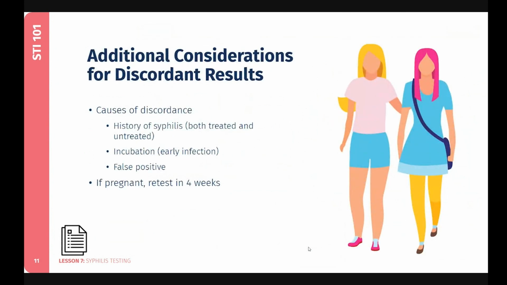Let's take a closer look at reasons why you might get discordant labs. Discordance is when the results of 2 or more tests do not agree, i.e., the person has a positive treponemal but a negative non-treponemal test. There are many things that can cause discordance. The person may have a history of syphilis infection, either treated or untreated, or they may have another co-occurring condition that triggers a false result.